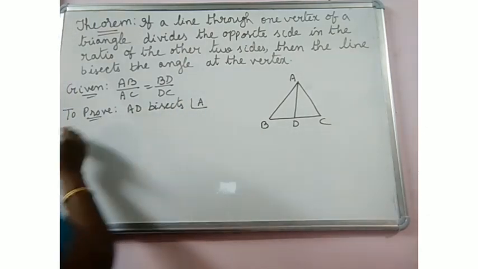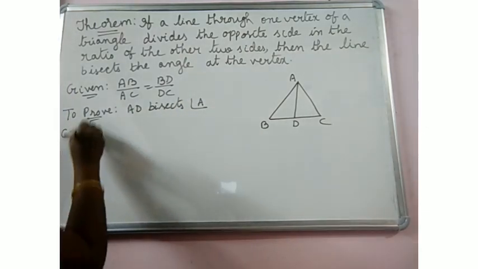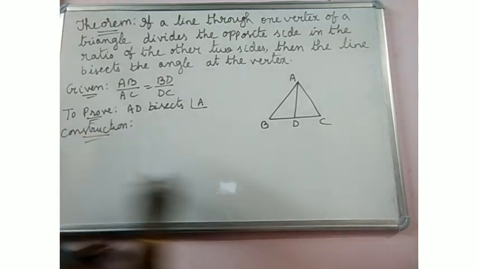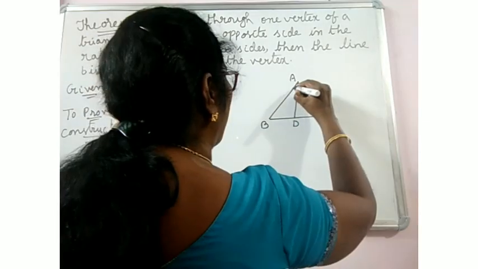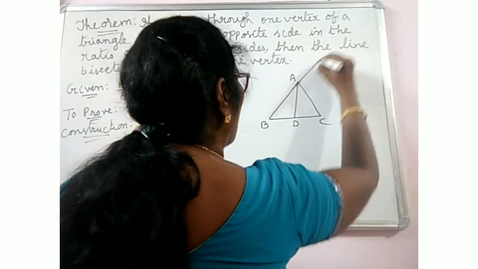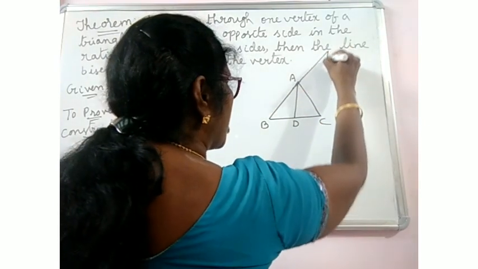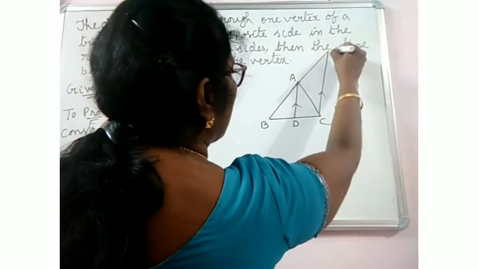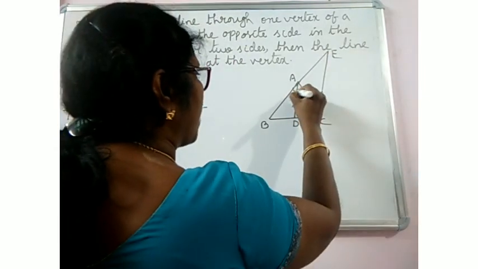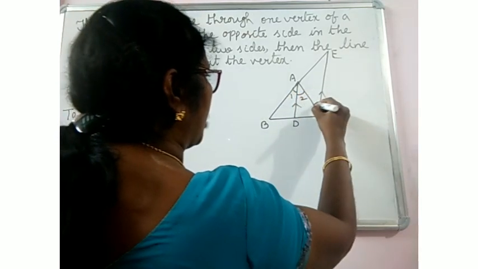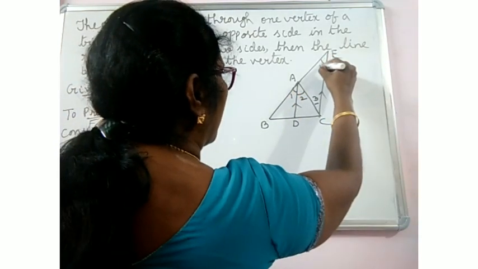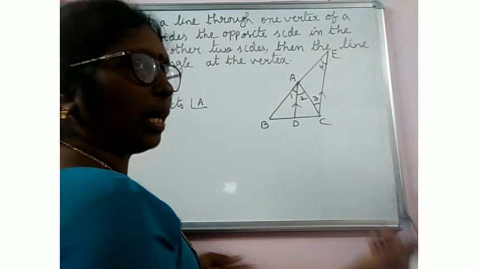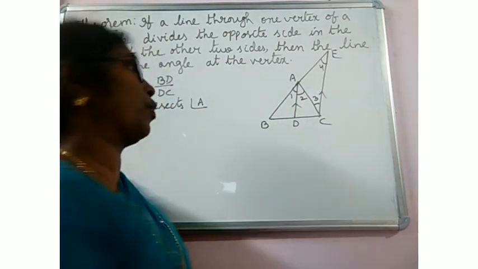Just the converse, reverse of that. Same way we have to construct as in the previous theorem. We have to produce BA to E such that AD is parallel to CE. Okay, this is E. Same way, let us name it angle 1, angle 2, angle 3, angle 4. Okay. But here we don't know whether angle 1 is equal to angle 2. That we have to prove.